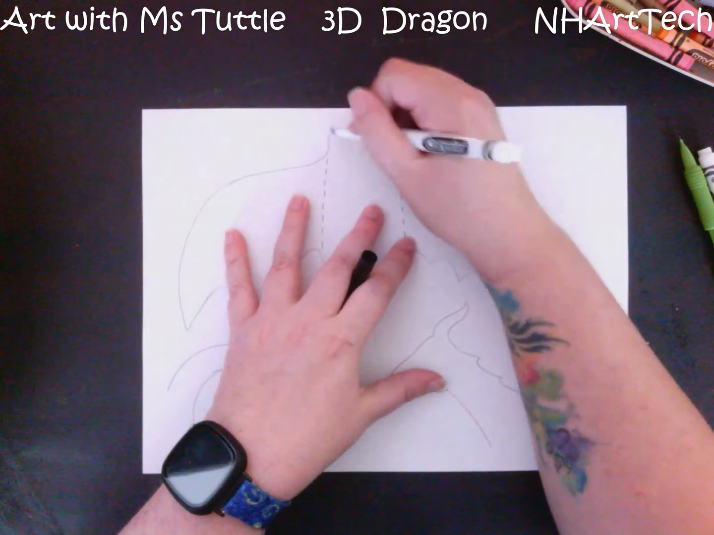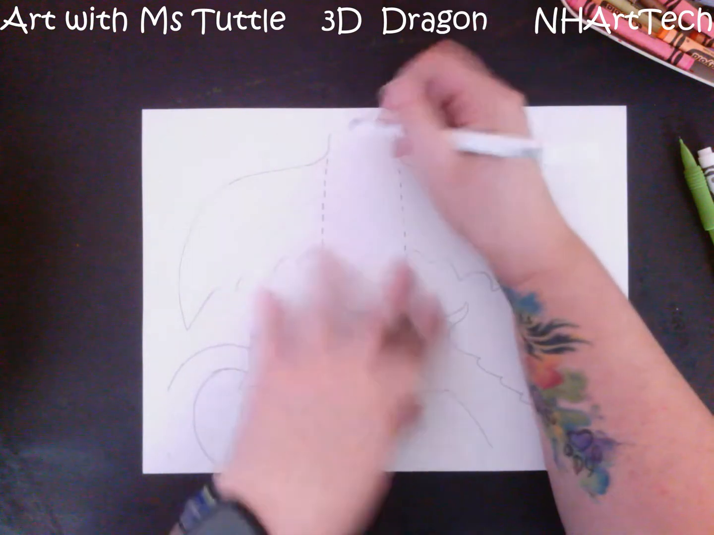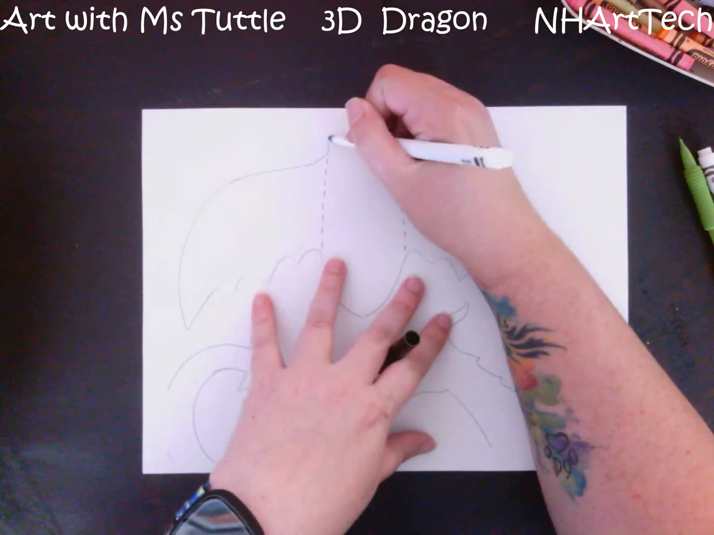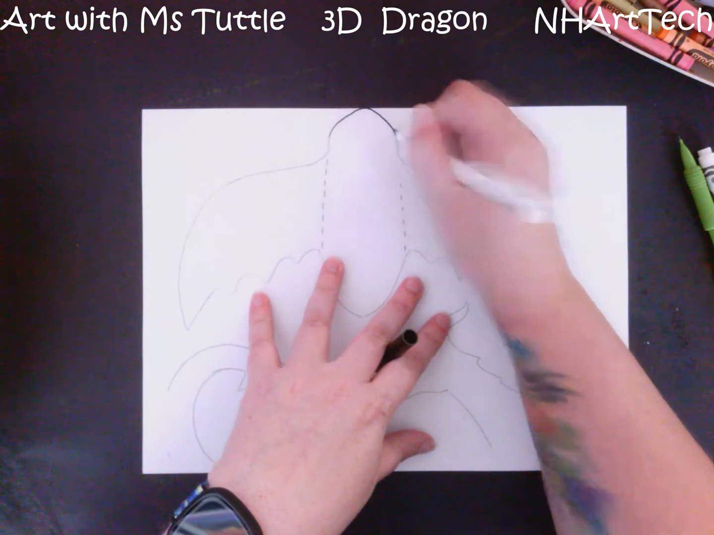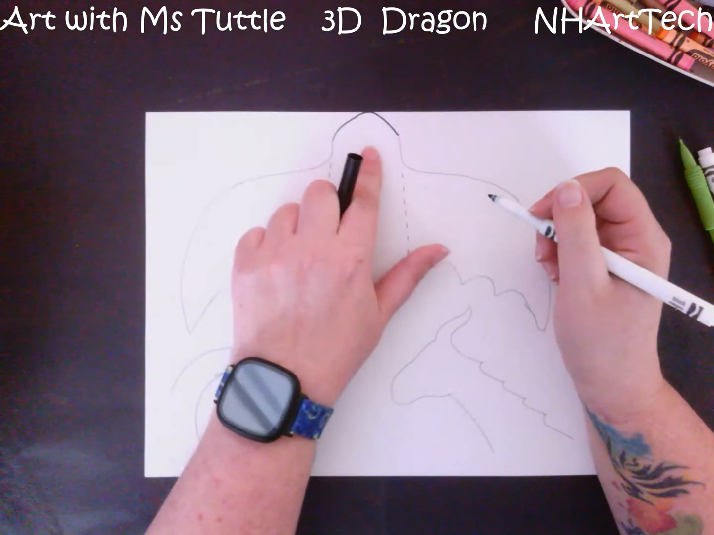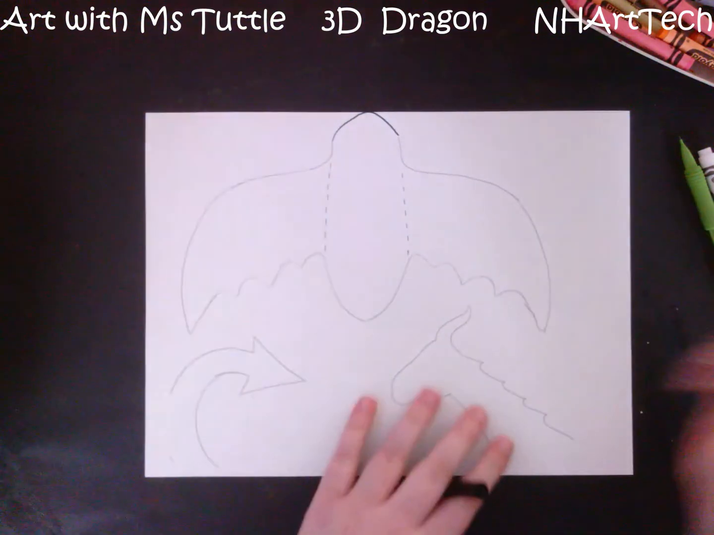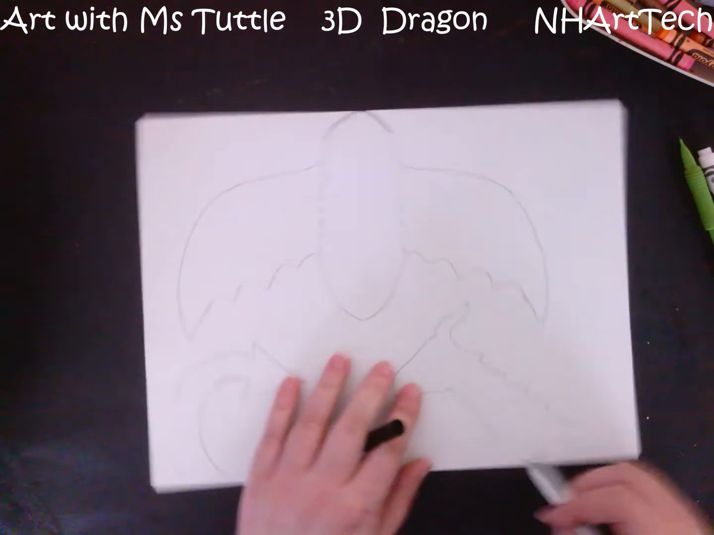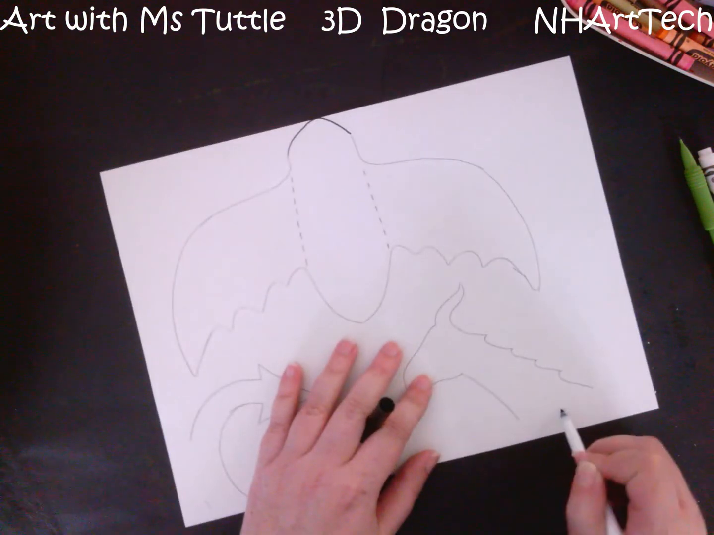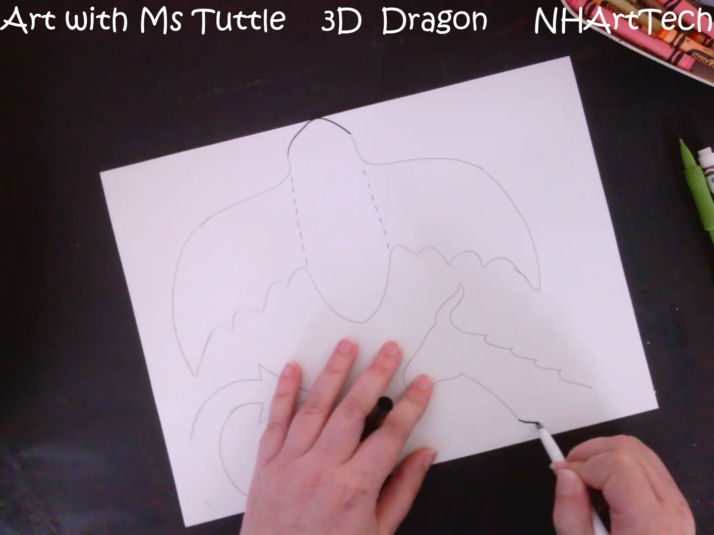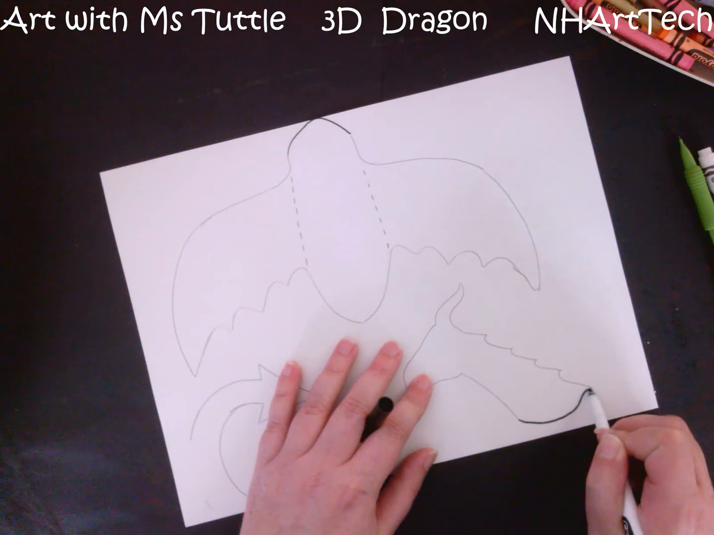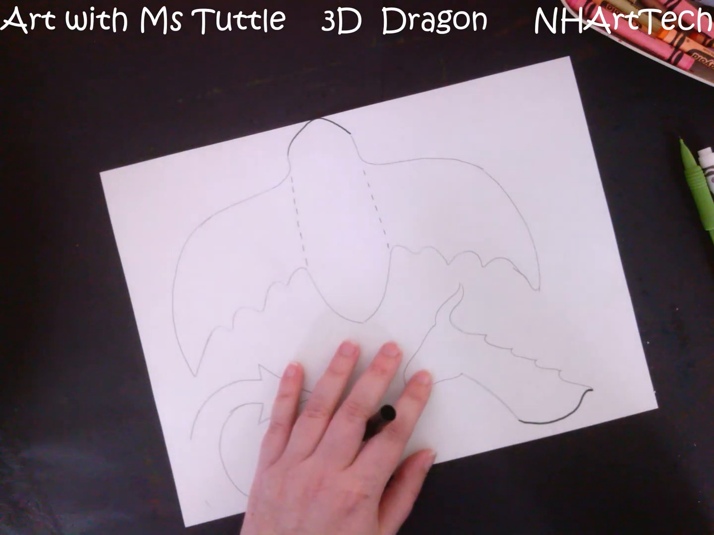So this one, we want to curve up and then back. This is going to end up being the front of our body. Over in here, you can just make the end of the neck however you want that shape to be. So I might just curve it and have it finish like that.